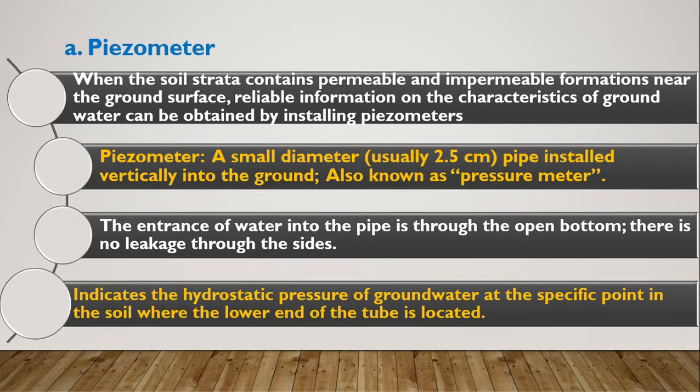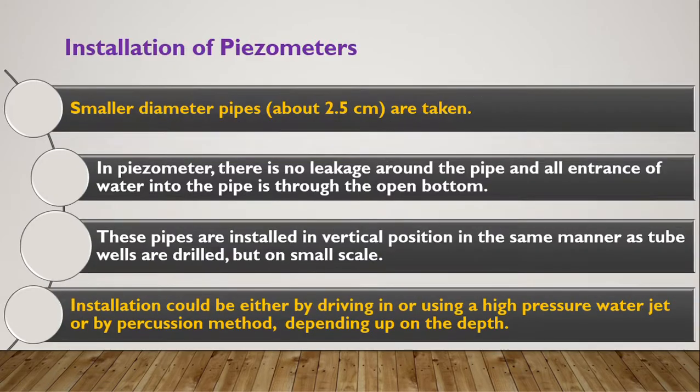Now first we will see the piezometer. It is a small diameter pipe, which is usually 2.5 centimeter in diameter, which is installed vertically into the ground. It is also known as a pressure meter. When the soil strata contains permeable as well as impermeable formations, we will use piezometers. When both permeable and impermeable layers are there, we will use the piezometer for finding the pressure of water. So it indicates the hydrostatic pressure of groundwater at a specific point in the soil where the lower end of the tube is located. The entrance of water into the pipe is through the open bottom only. There is no leakage from the sides. So this is about the piezometer.